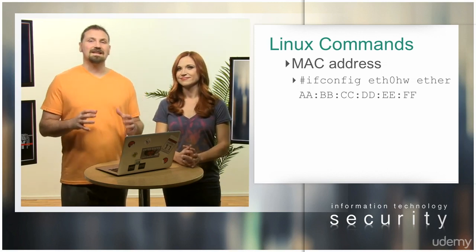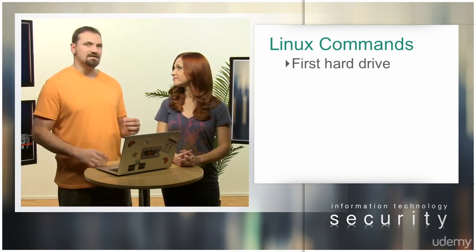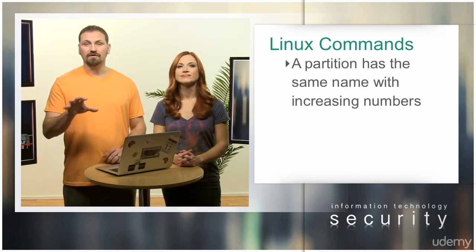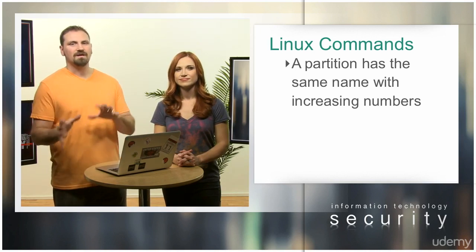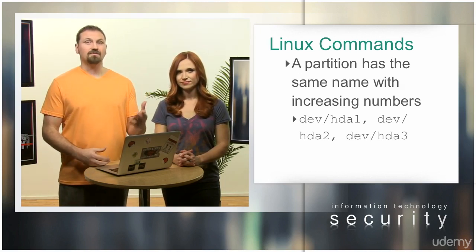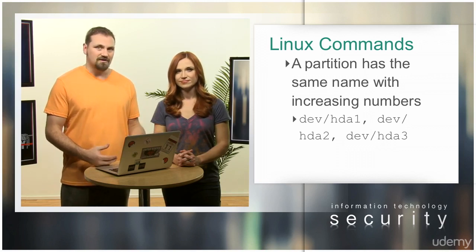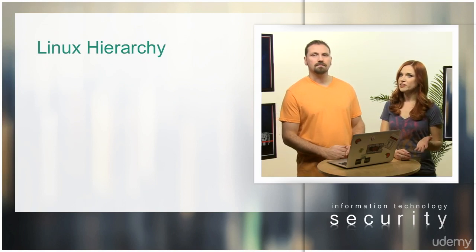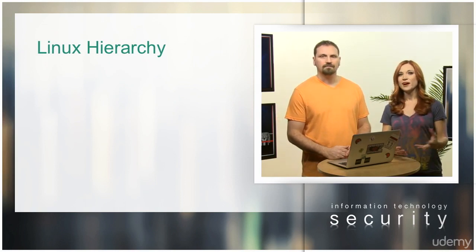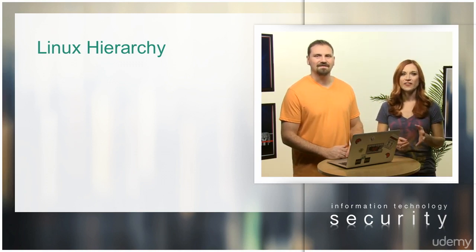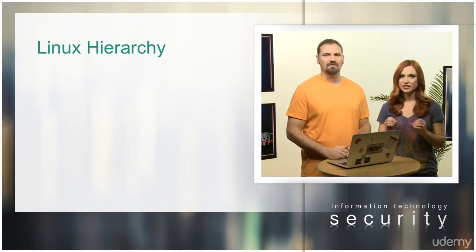Now, according to the Linux naming scheme, the first hard drive is called /dev/hda. Any other partition will have the same name, but with increasing numbers. So if we have 3 partitions, they're going to be called /dev/hda1, /dev/hda2, and /dev/hda3. The Linux hierarchy might seem hard to understand for the first time. Well, the first few times. That's why you'll need to learn it well once and for all distros.